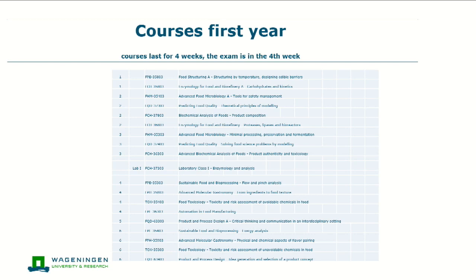So here you see the list with courses that you can follow in the first year. It's quite a long list, and you can follow courses on the structure of foods, for example, on the quality of foods, on food microbiology, but also on gastronomy, for example, if you are interested in that. Or we have a very new course, which is automation in food manufacturing. So it's really diverse. All kinds of topics are offered.